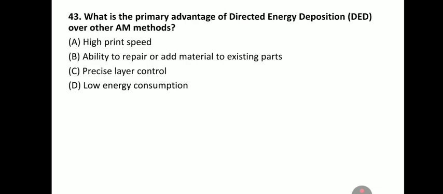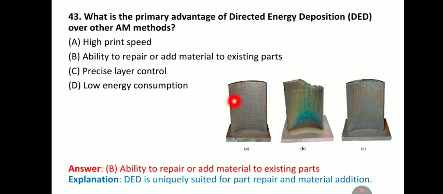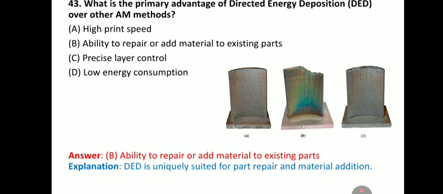Next question, what is the primary advantage of directed energy deposition over other additive manufacturing methods? The answer is the ability to repair or add material to an existing part. So here you can see, you can add the material with the help of wire arc additive manufacturing or directed energy deposition techniques, and you can get a final component like this.